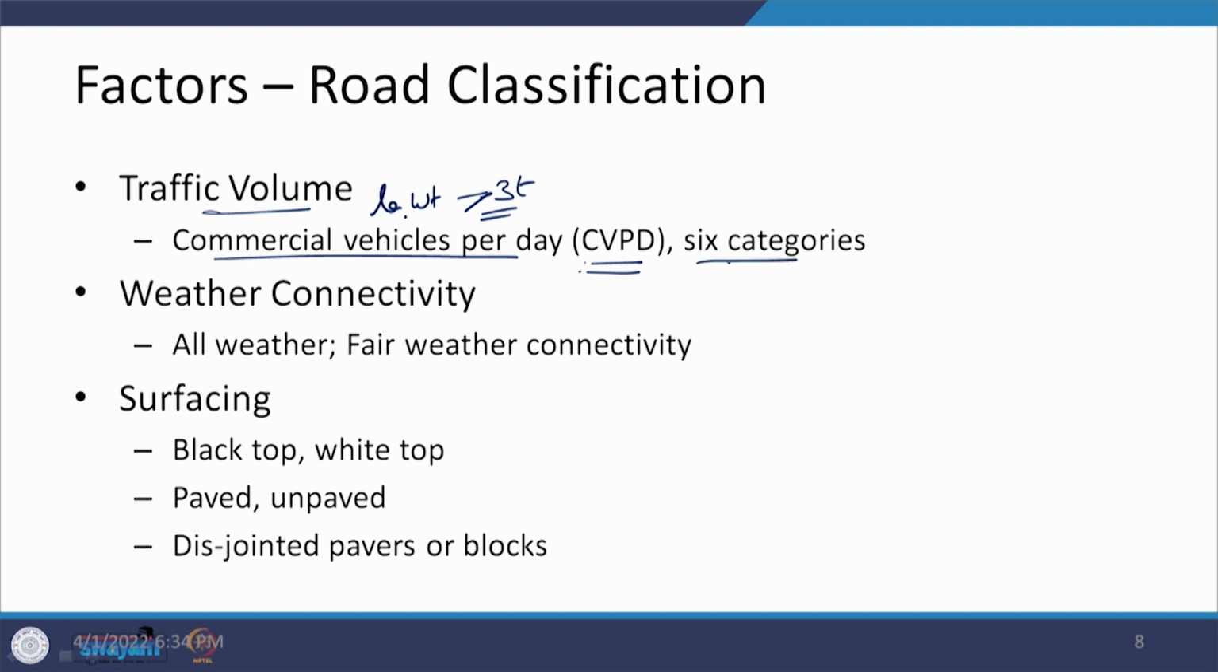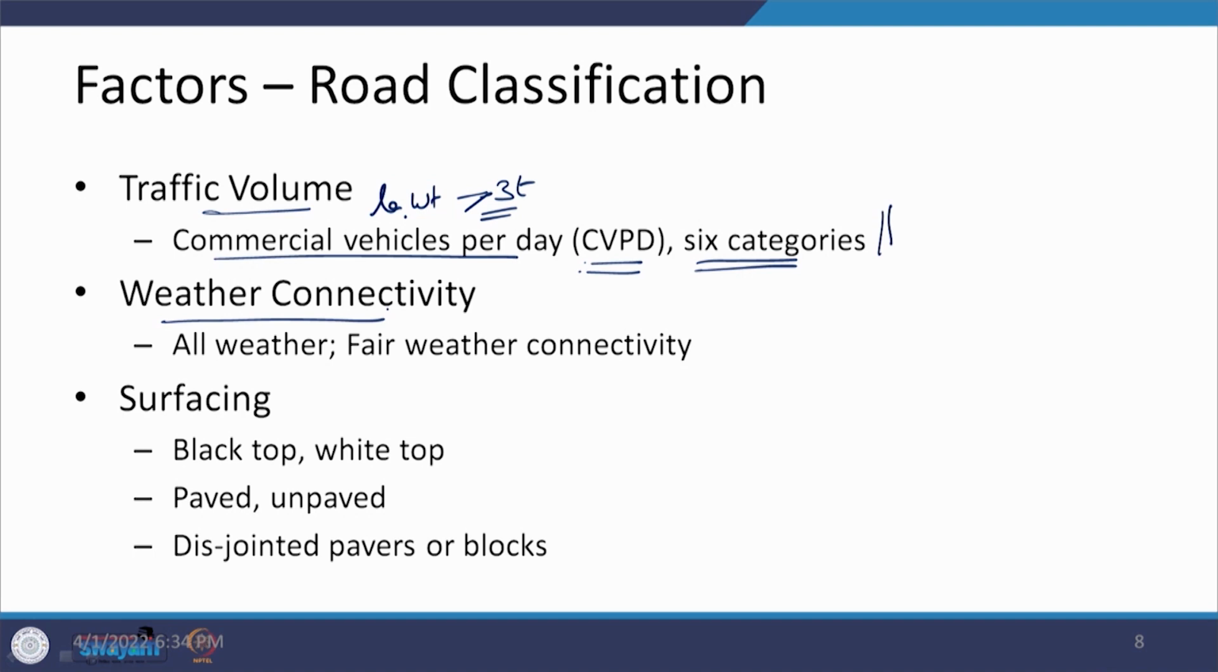So, there can be 6 categories in this area, and that can be something like 0 to 15, 15 to 45, 45 to 150, 150 to 450, 450 to 1500 and more than 1500 CVPD. That is how these categories are there, and they have been used in the design, and more specifically in the case of rural roads, these are being utilized. Weather connectivity is another important aspect, and now our government is also looking at all of the roads, they should be all weather roads, and you must have heard about the project which is going on in Uttarakhand, the Char Dham project, where all the connectivities of the Char Dhams, they are trying to make it all weather roads.